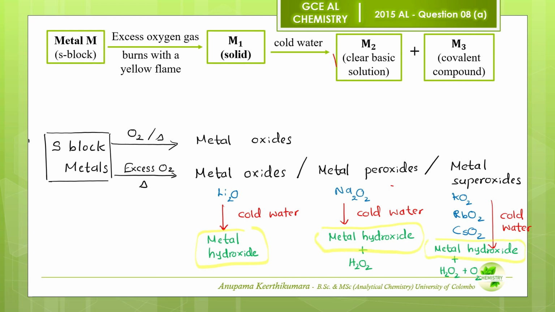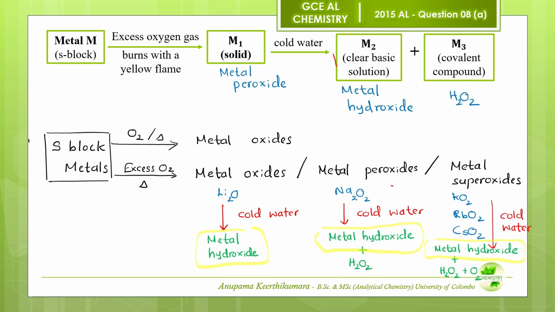Now we will move to the question. This solid M1 with cold water gives M2, which is a clear basic solution. Therefore, M2 is a metal hydroxide and M3 is a covalent compound. According to these two products, M1 is a metal peroxide, because a metal peroxide is the only compound which gives this basic hydroxide solution and this covalent compound, that is hydrogen peroxide.